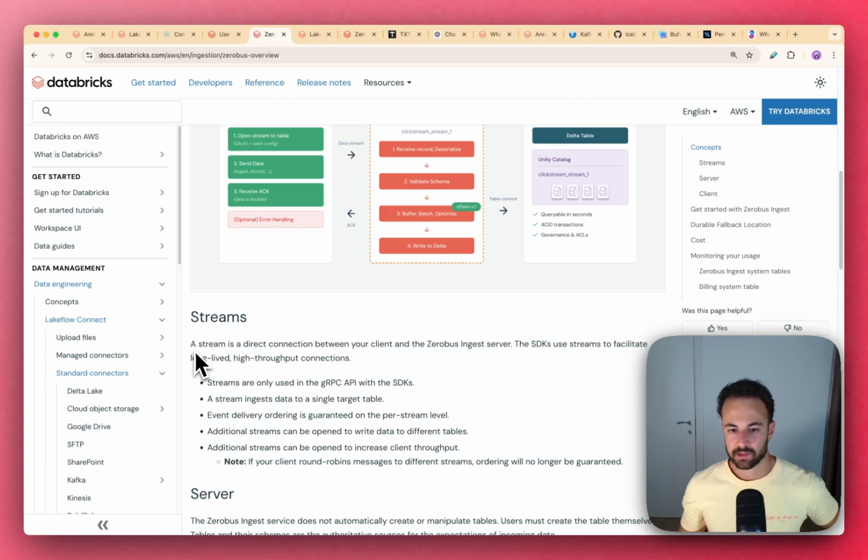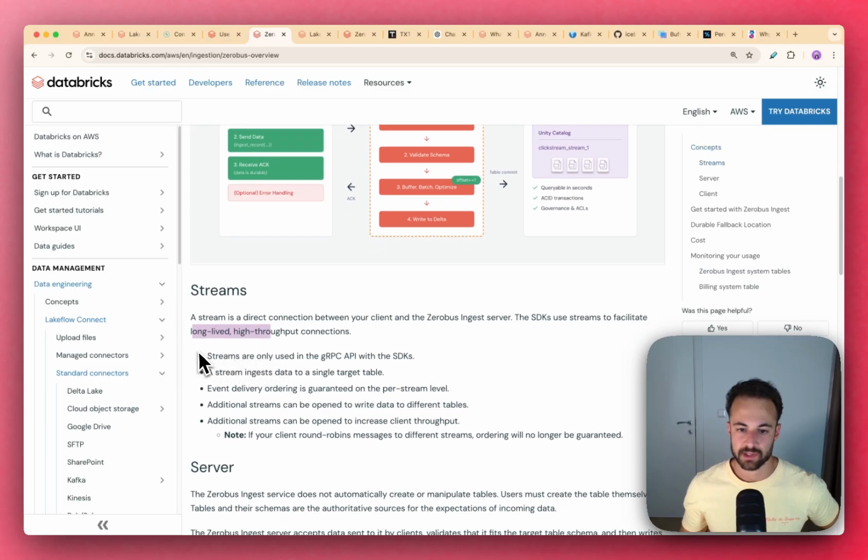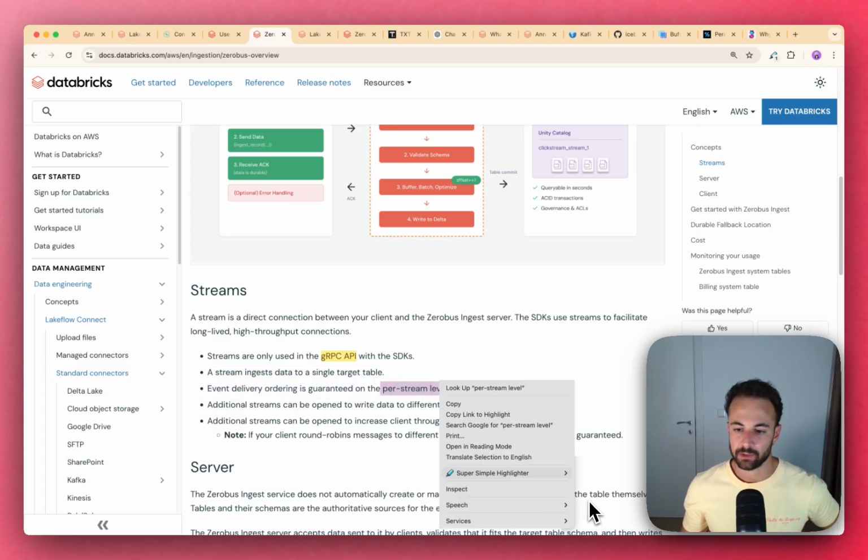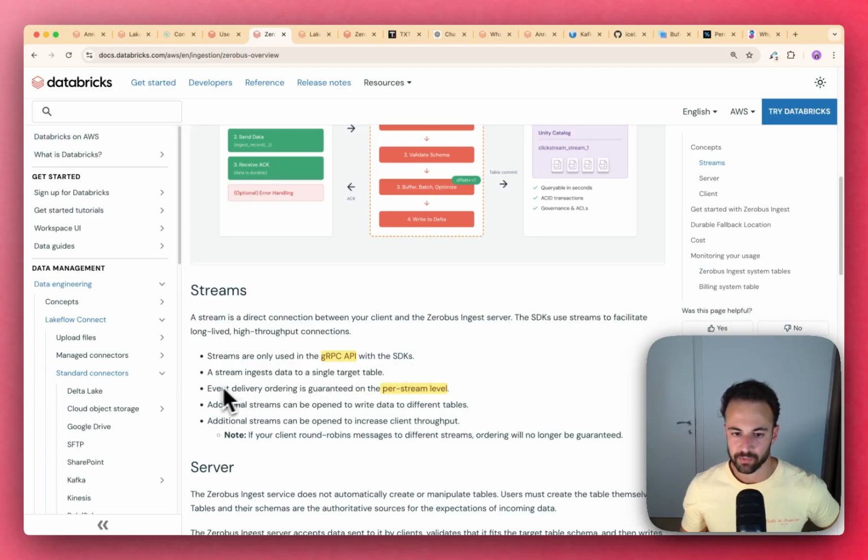The stream is a direct connection between your client and the Zerobus ingest server. The SDK uses streams to facilitate long-lived high-throughput connections. Streams are only used in the gRPC API with the SDK, so only the gRPC API within the SDK apparently uses streams. A stream is to one target table. Event delivery ordering is guaranteed on the per-stream level. So per stream, per client, you have ordering, similar to Kafka.